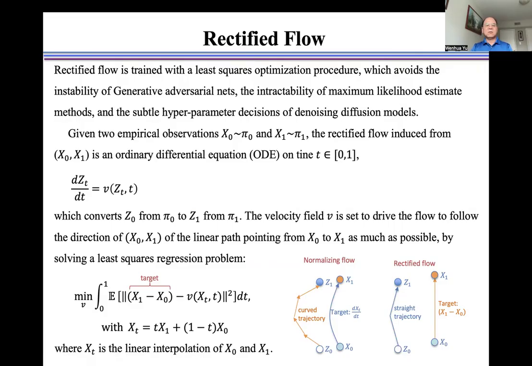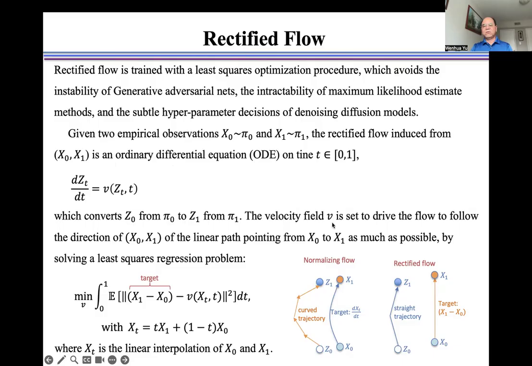Given two empirical observations, x0 sampled from a distribution pi 0 and x1 sampled from a distribution pi 1, the rectified flow induced from x0 and x1 is an ordinary differential equation on time t between 0 and 1, as shown here, which converts z0 from pi 0 to z1 from pi 1.